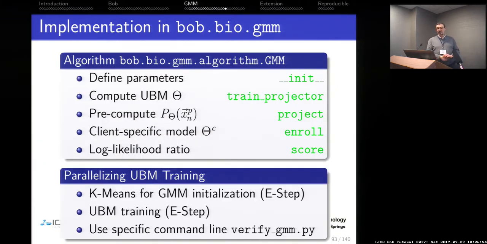How we have implemented that in Bob Bio: we have the Bob Bio GMM algorithm. We define the parameters in the init function. We compute the UBM using the train projector function. We pre-compute this probability of the UBM in the project function. We compute the client-specific model in the enrollment function, and we compute the log likelihood ratio in the scoring function.